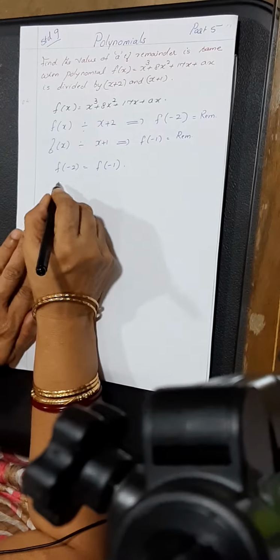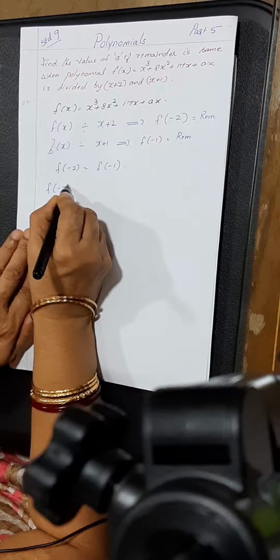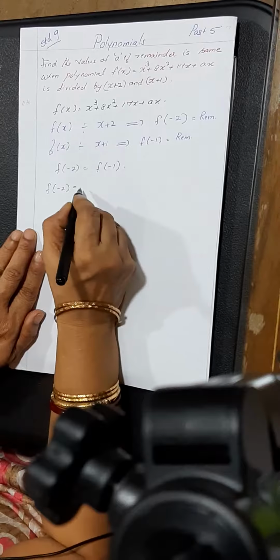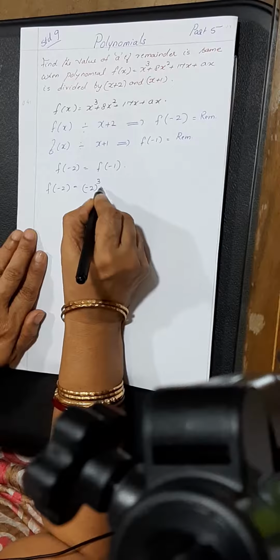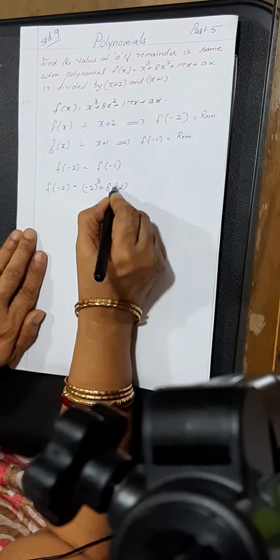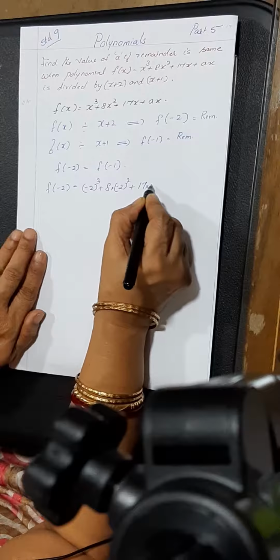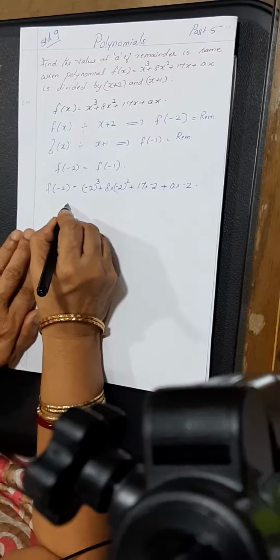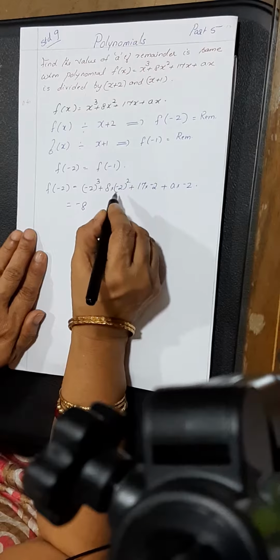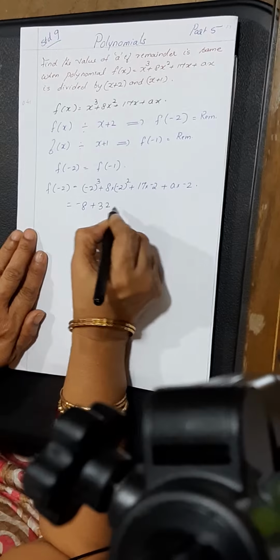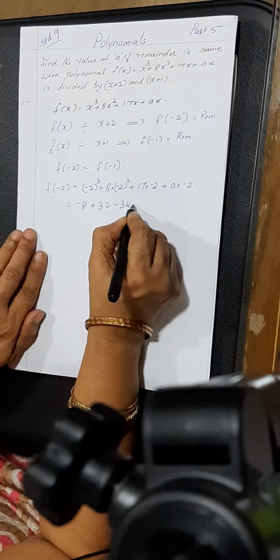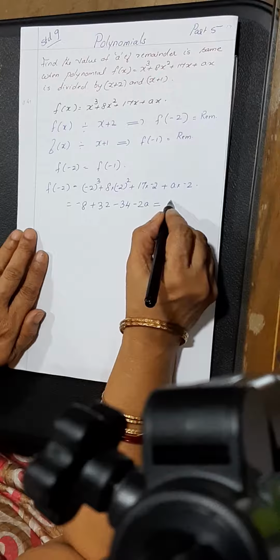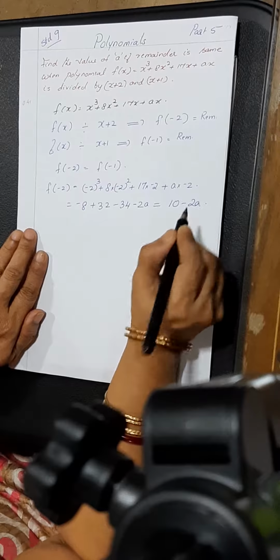So, we will find now f of minus 2, substitute the value of x as minus 2 here. So, you get minus 2 the whole cube plus 8 into minus 2 the whole squared plus 17 into minus 2 plus a into minus 2. So, you get minus 8, plus 32 minus 34 minus 2a. So, you get this as minus 10 minus 2a.